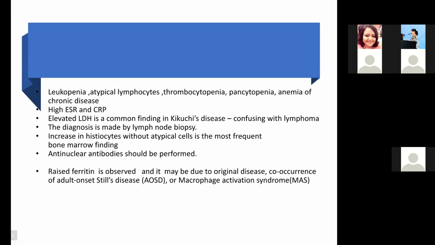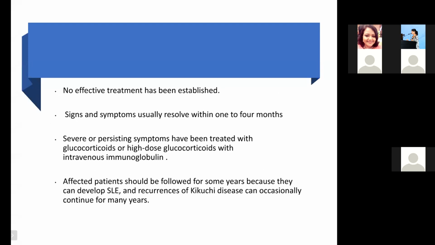The diagnosis is made by lymph node biopsy, and increased histiocytes without any atypical cells is the most frequent bone marrow finding. Antinuclear antibodies should be performed, and a raised ferritin level is observed, and it may be due to the original disease or to co-occurrence with adult onset Still's disease or macrophage activation syndrome.